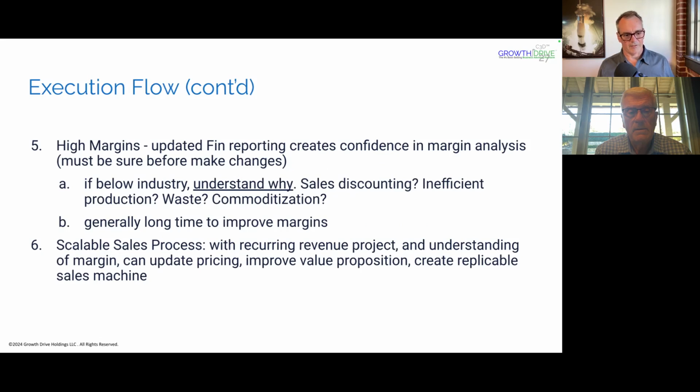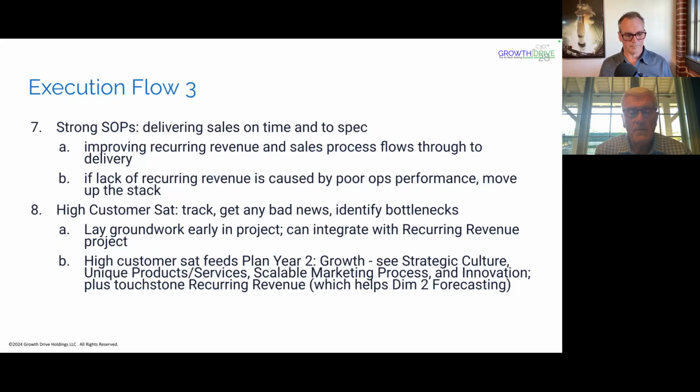Okay. So, in these slides, you have some discussion on execution flow. And things we need to dig into. So, for example, margins can take a long time to improve. Now you can't snap your fingers. Sales process may be easier. Well, margins are always a challenge because many companies don't realize where they stand compared to the industry.